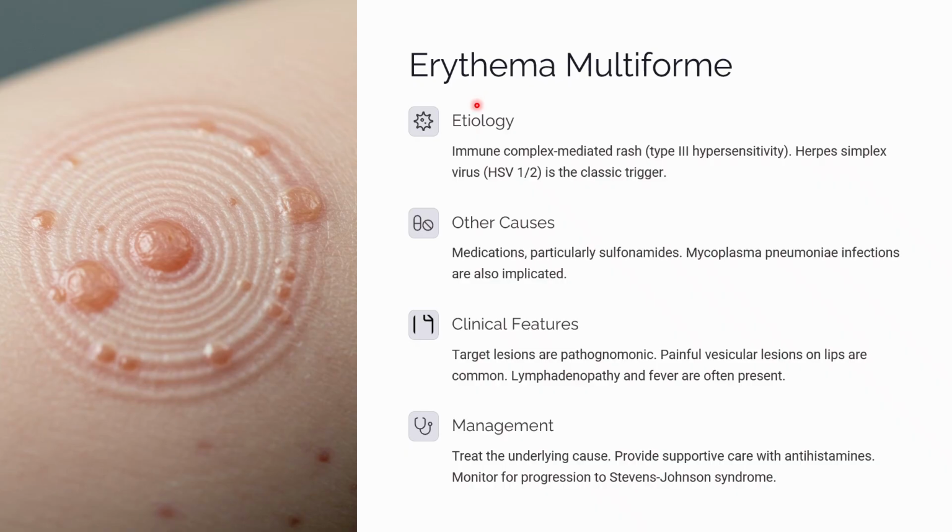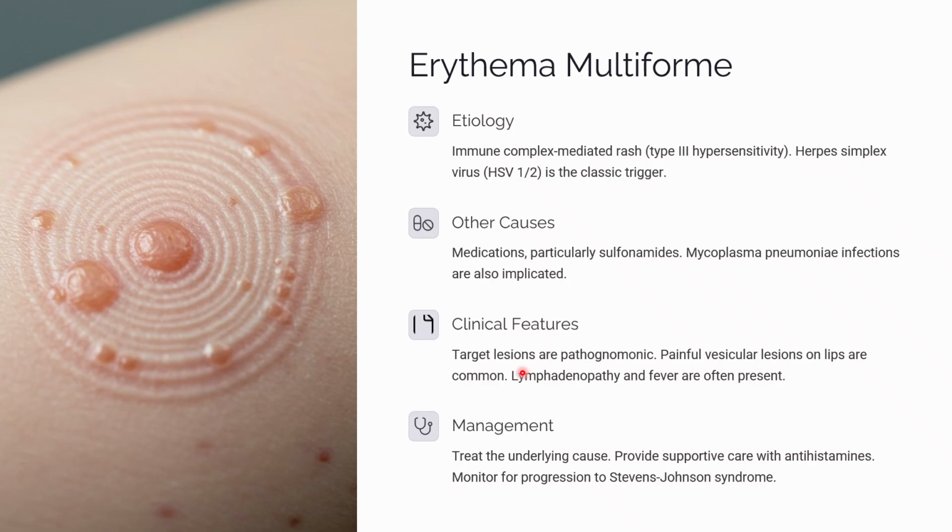So the classic trigger is herpes simplex virus, that is HSV 1 or 2, and the other causes, it can be due to sulfonamides. The target lesions are pathognomonic. So how do we come to the conclusion that it is because of an immune complex reaction due to another reason? Because there will be additional features.